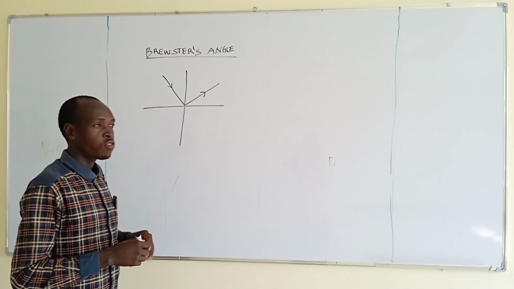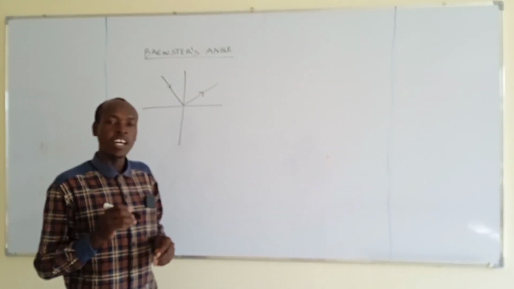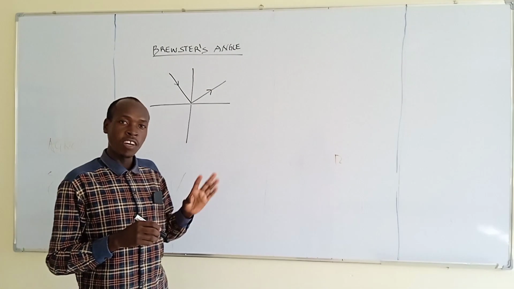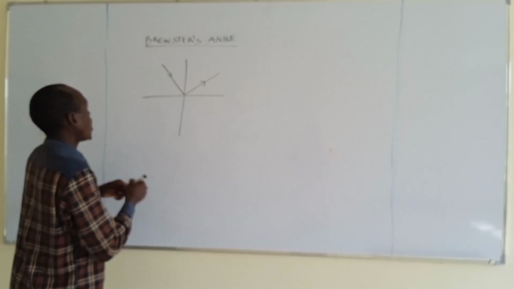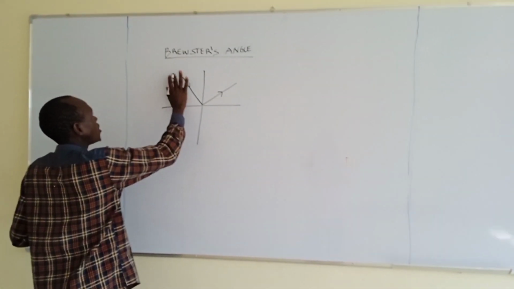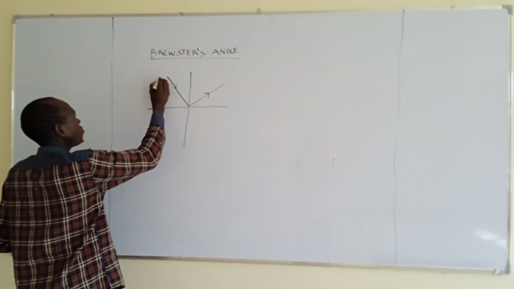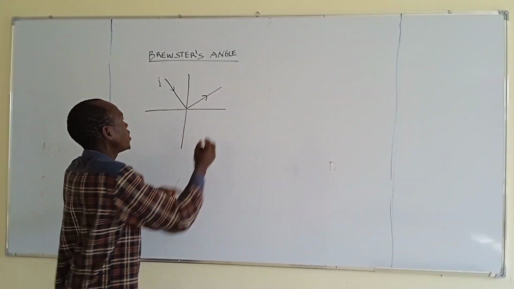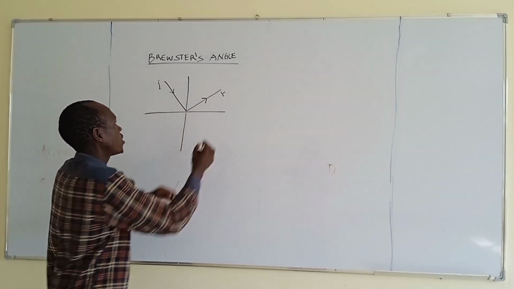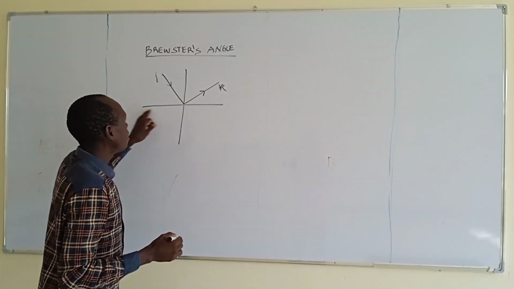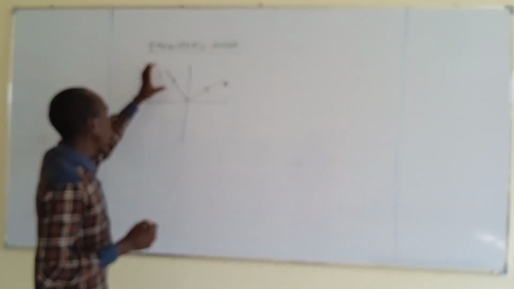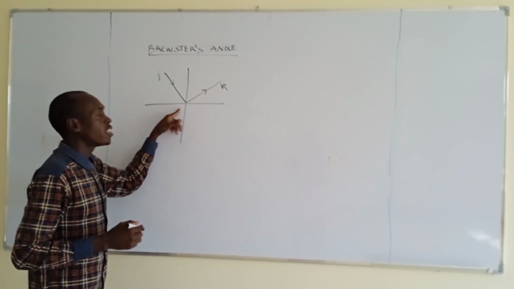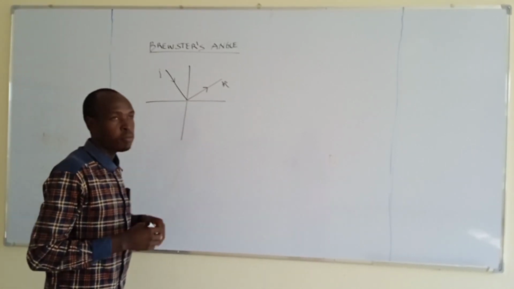The Brewster's angle is that specific angle at which the reflected ray is completely polarized. Now, we know that this is our incident ray, and this is our reflected ray. And this horizontal line here is the plane of our mirror. So when the incident ray strikes the surface of the mirror, it will be reflected back.